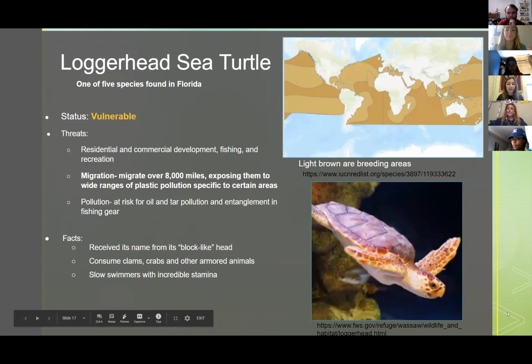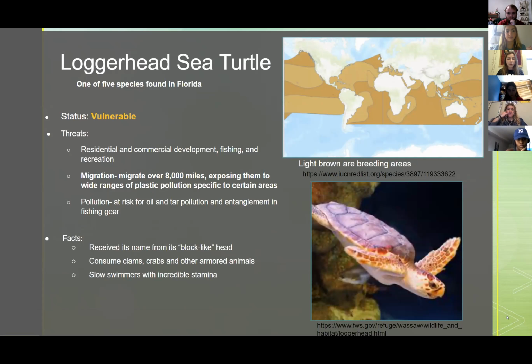The loggerhead sea turtle is the last sea turtle that can be found in Florida, and it currently has a vulnerable conservation status. It can be found all over the globe, either in breeding or resident areas, as seen in the map above. The primary risk for the loggerhead turtle is their annual 8,000-mile migrations from different breeding and resident areas that exposes them to highly polluted areas such as the Mediterranean Sea. Some facts include that they got their name from their rather square block-like head, and they are known to consume clams, crabs, and other armored animals. Next slide, please.